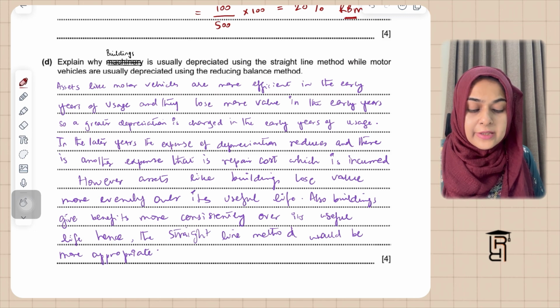But what you need to write here is that assets like motor vehicles are more efficient in the early years of usage and they lose more value in the early years. So a greater depreciation is charged in the early years of usage.